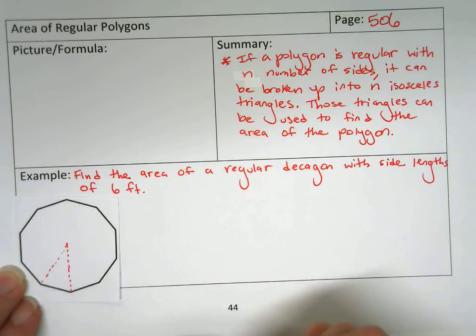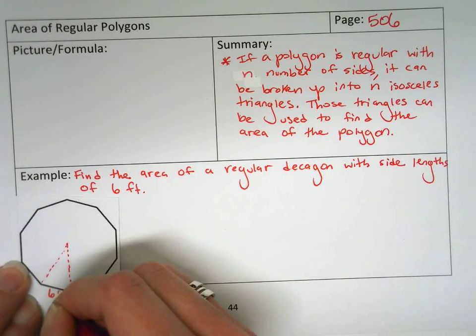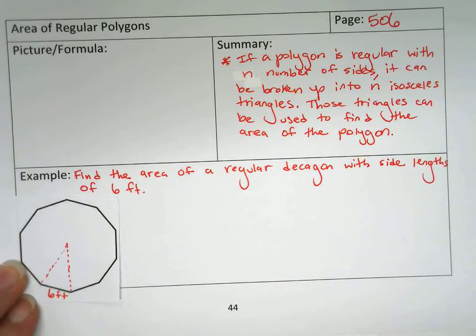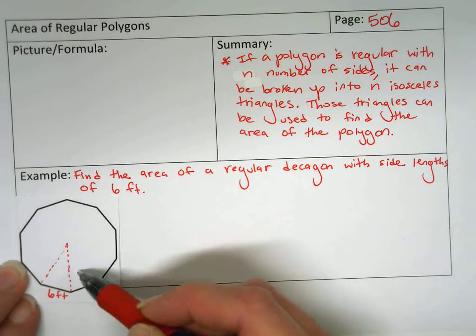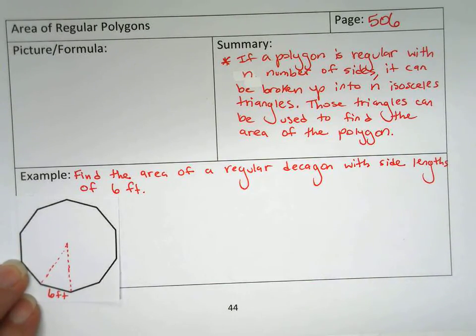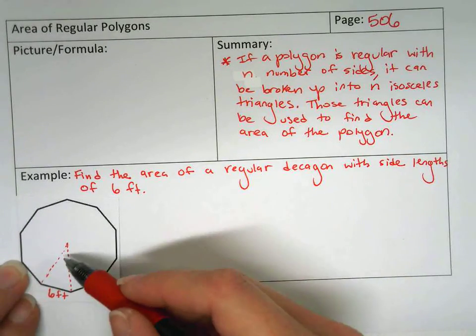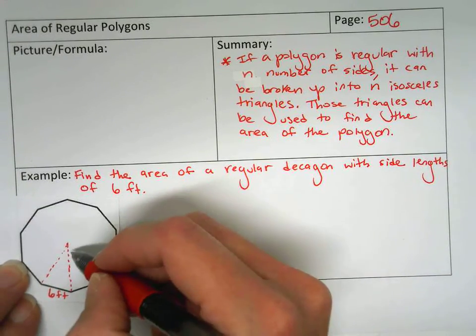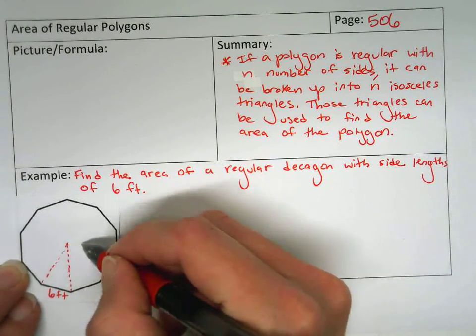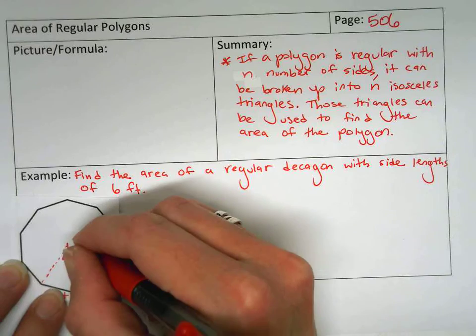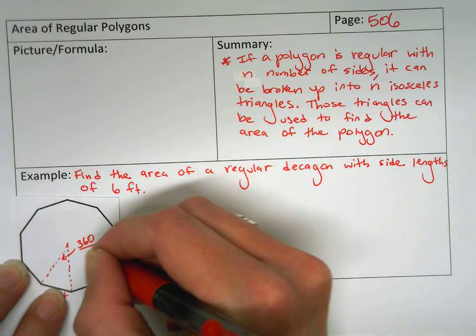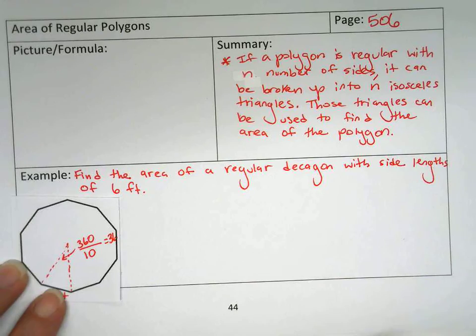If we can find out some information about the triangle, we already know that the base is 6 feet. Then all we need to do is find the height, and we'll be able to find its area. If we do that, we'll be able to find the area of all of the triangles. Since there are 10 of them, we will just multiply by 10 and find the area of this decagon. So I'm going to find the angle at the top here. We know that all the angles at the center add up to 360 degrees. So this angle is going to be 360 divided by 10, which is 36.